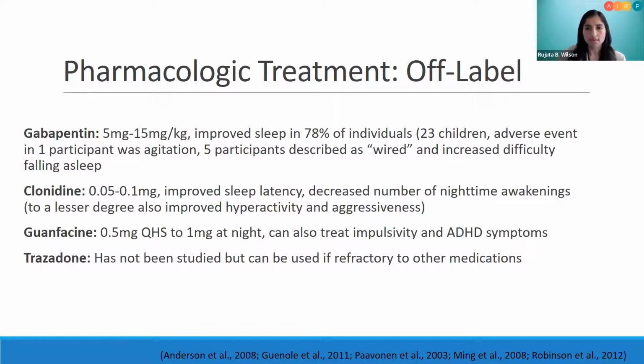So these are some of the medications I mentioned earlier, but what I'll say is we talked about behavioral, we talked about pharmacologic, we talked about cognitive behavioral therapy, and there have been, but really need to be more studies around cognitive behavioral therapy to address insomnia and address sleep difficulties.